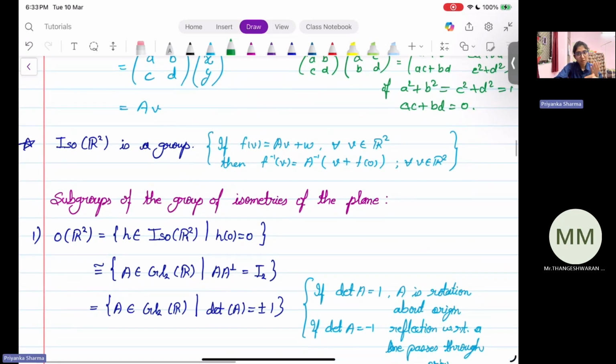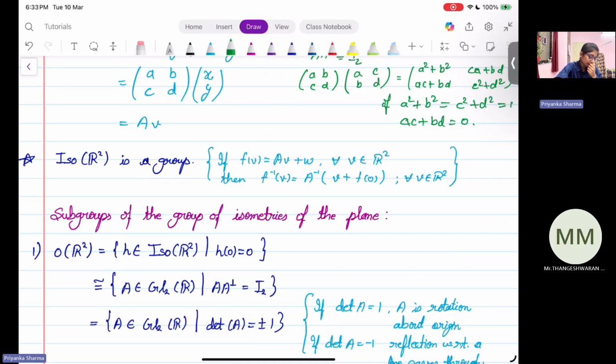This will be non-empty because the identity map is trivially an isometry. Now, how do we define the inverse in this? Suppose we have an isometry, then it will have a form like this: f of v equals Av plus w. Then its inverse will be defined like this: f inverse of v is A inverse v plus f of z.